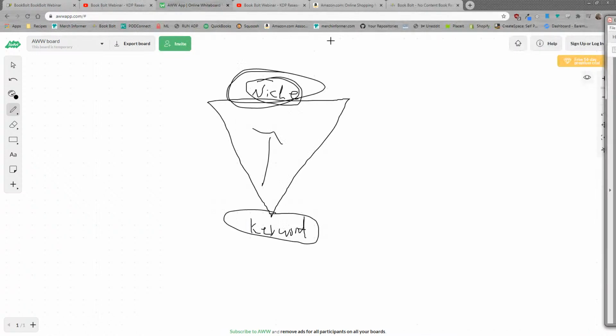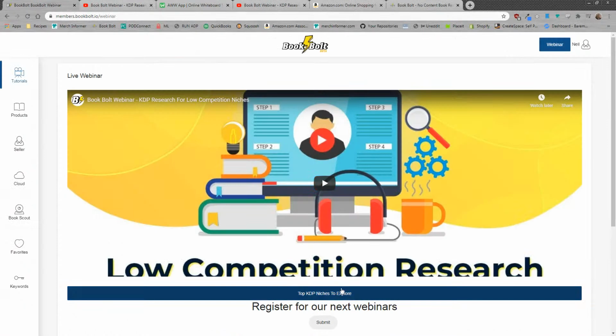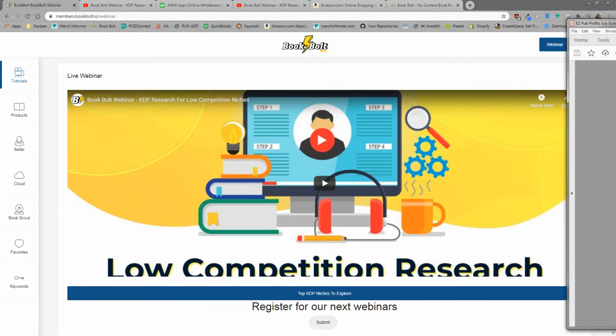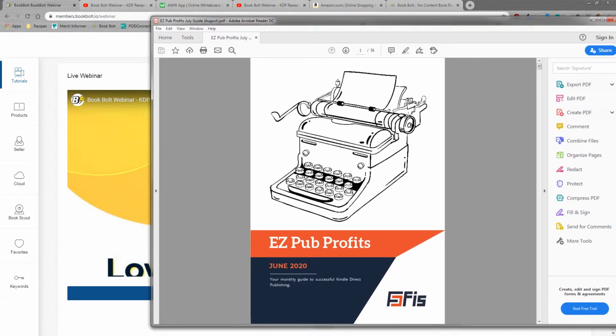Something else you should grab too is inside BookBolt. Click on this blue button here. It's going to download a PDF with the top 10 niches that I think you should take a look at. We're going to go through that as well, and step through some examples here. If I'm going too fast or you have a suggestion, please drop it in the comments. The whole point of the EasyPub Profits Guide is to serve you up low competition niches without having to do much research.